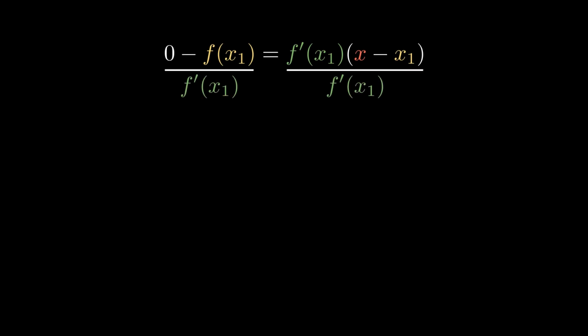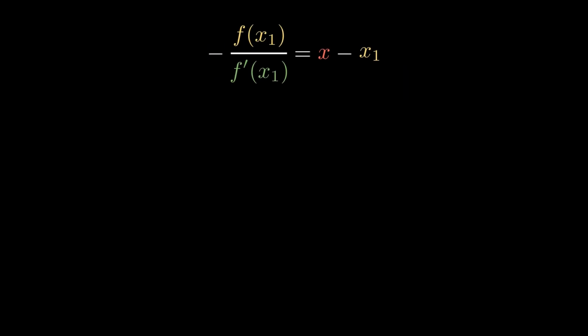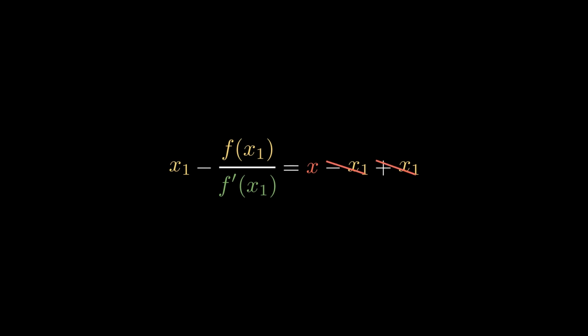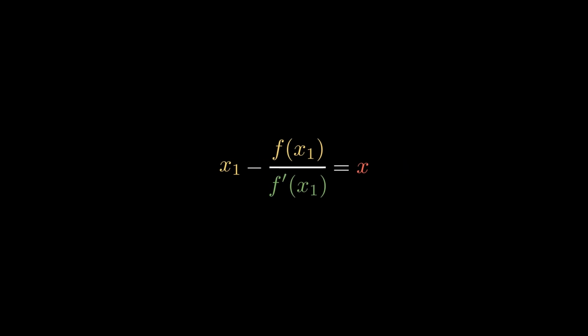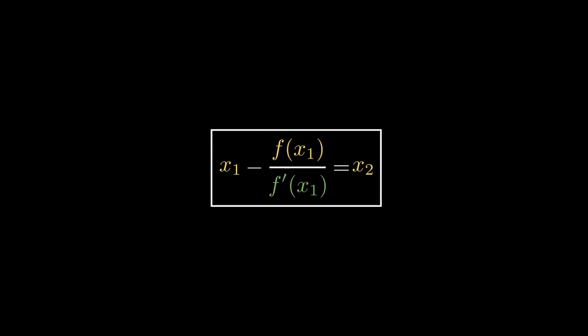Divide both sides by f prime. And let's move x1 to the left side so we can isolate x. And that's the formula we're going to use to get our next guess. We can rename x to x2 and x3 for our subsequent guesses. Let's see this in action with our example.